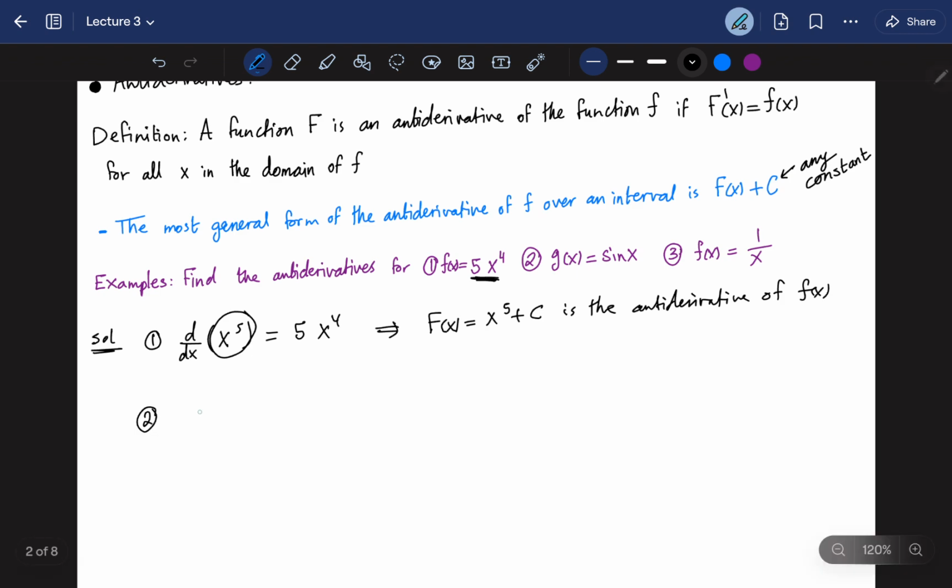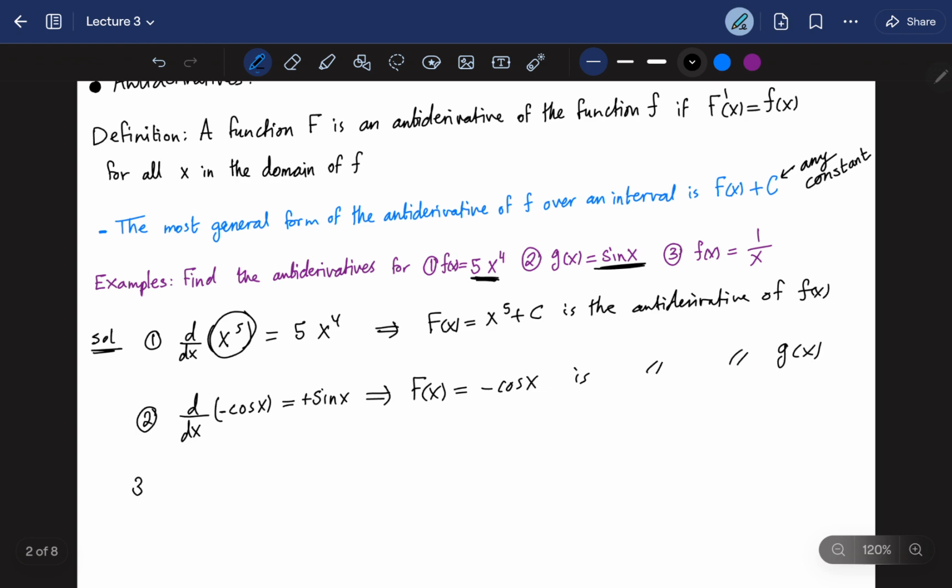The second example, let's try and take the derivative of cosine. Would that work? Let's see. So what's the derivative of cosine? We know from the table it is negative sine. But my function that I want is just positive sine. So to fix this problem, how about we take the derivative of negative cosine? So now the derivative of negative cosine is just positive sine, which means that I can take my antiderivative to be just negative cosine x, the antiderivative of g of x.